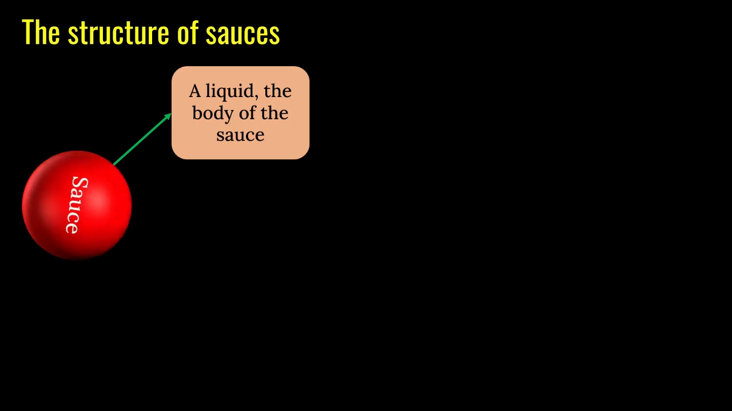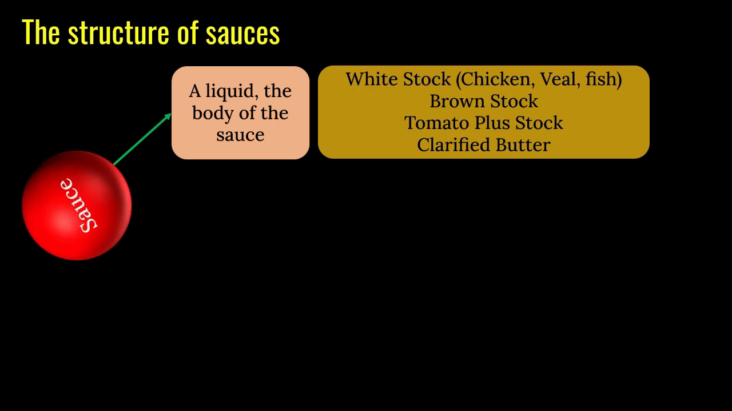Now let us find out the structure of sauce, how it is prepared. First, we need a liquid that will give the body of the sauce. Body is the structure or mouthfeel, as we discussed in the last class. You know the term by this time, the body. It is either a white stock, made from chicken, veal or fish, or a brown stock, or tomato plus brown stock, or clarified butter. These are the ingredients we require as the liquid for making a sauce.